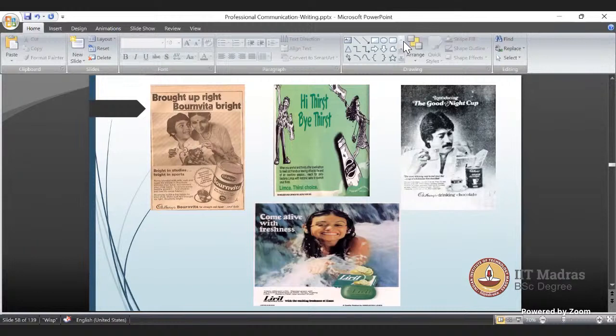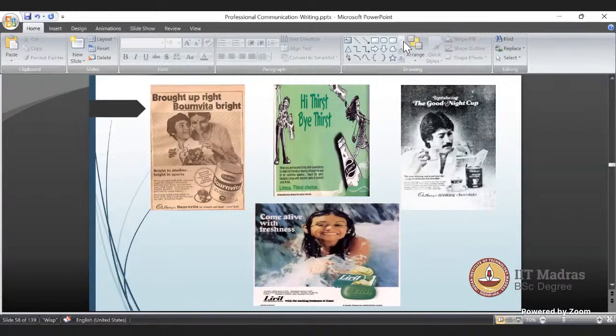Okay, that's a nice strategy. Somebody who wants to remain safe from coming outright as an advertisement unit placed it very trickily at the latter part of the ad. So, brought up right, Bonvita bright.